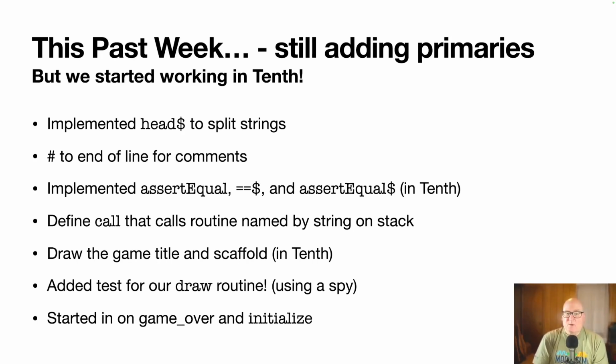Once we have those things, we can work on drawing the game title and the scaffold in 10th. And we added a test for our draw routine. Once we had the call, we did this with a spy to capture when IO was going to occur. And we started on game over and initialized 2 parts of the hangman game.